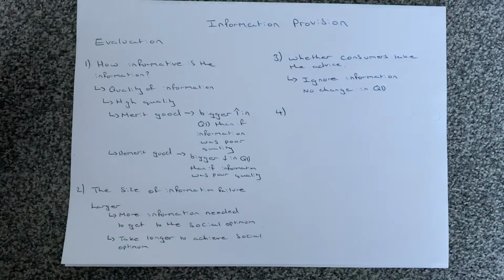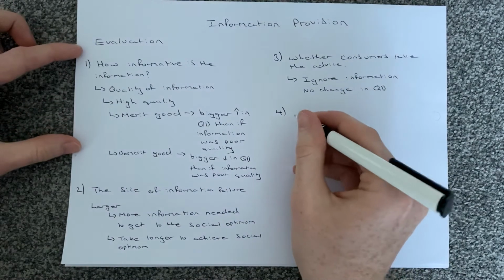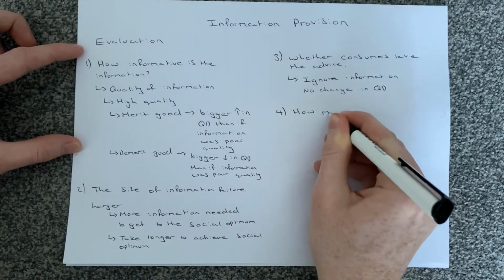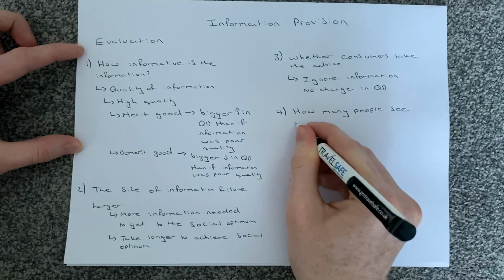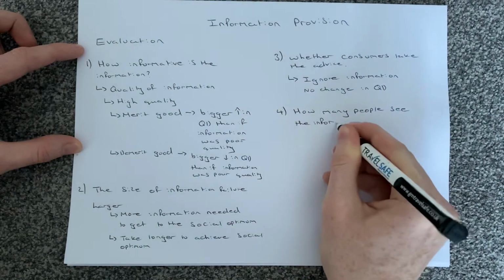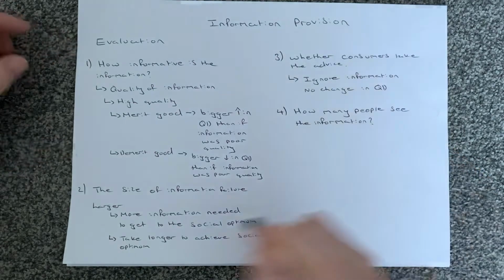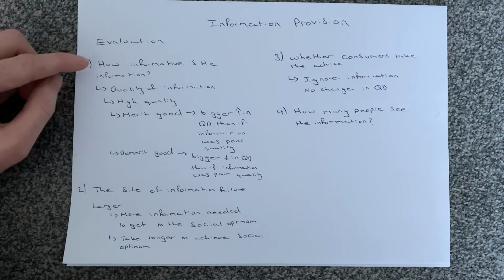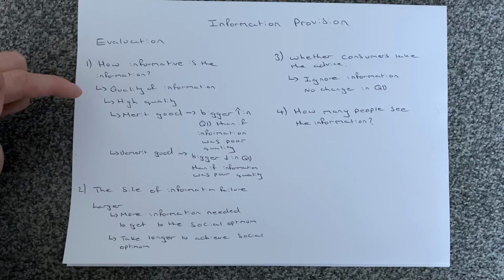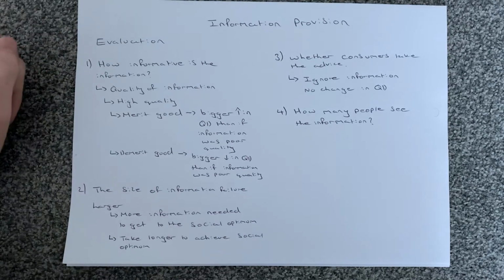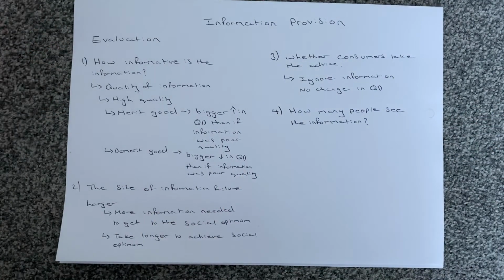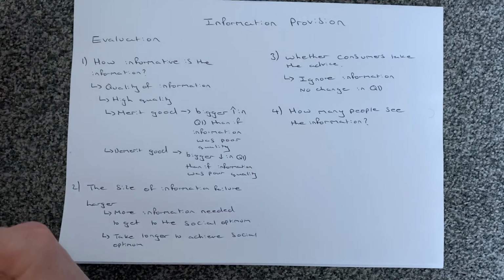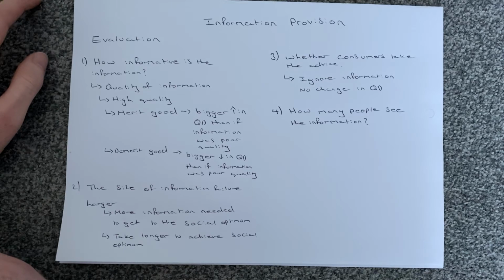Point number 4, how many people see the information? So similar to point 1 about the quality of the information, this looks at the quantity of information and the quantity of people who actually see the information. So obviously it's great that the government, for example, may provide a particular advert, but how many people watch the advert? So the government in the past have done some particularly powerful drink drive adverts.